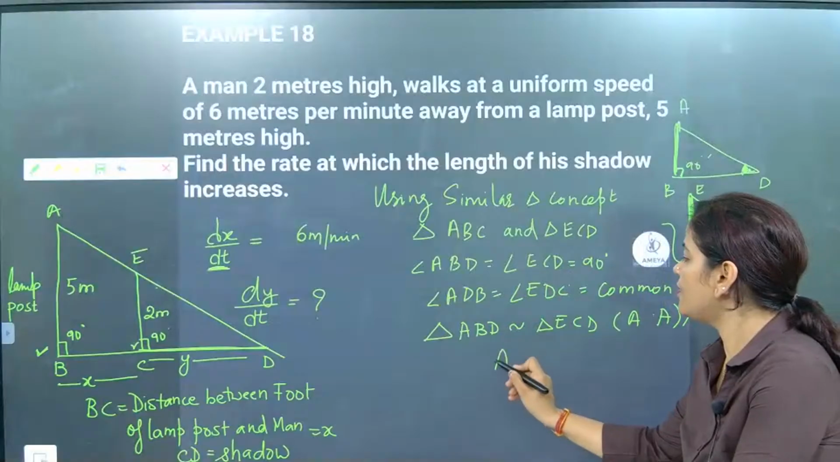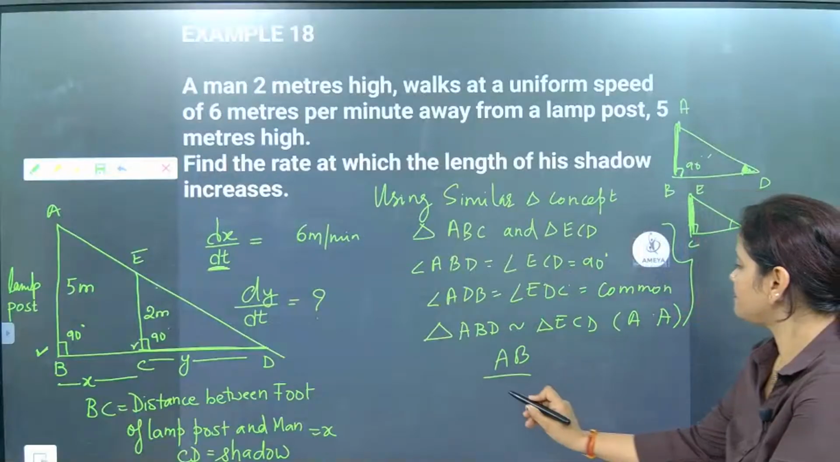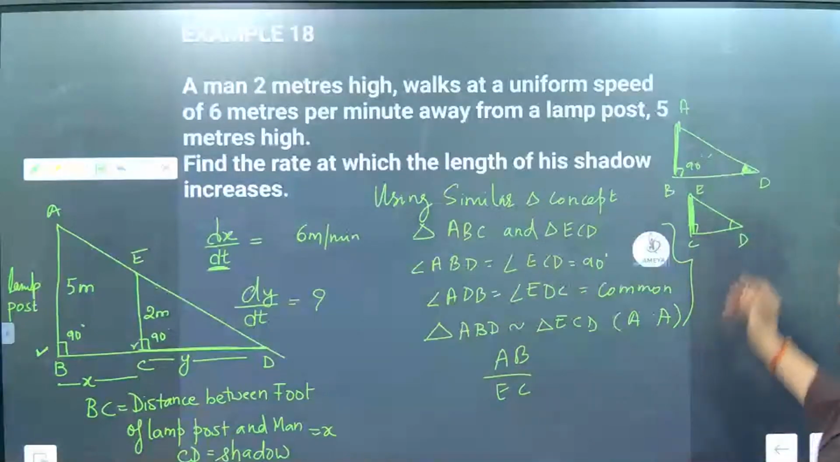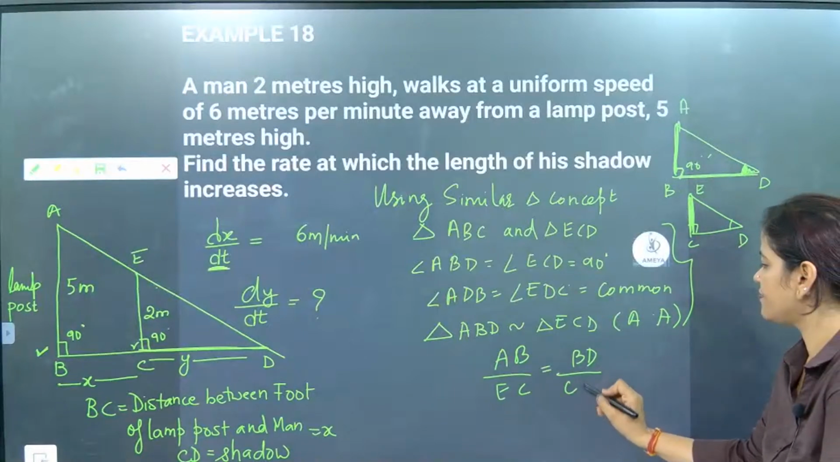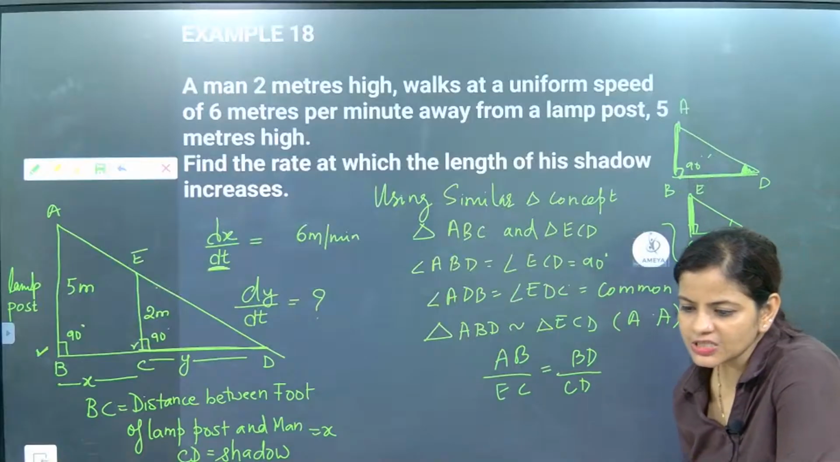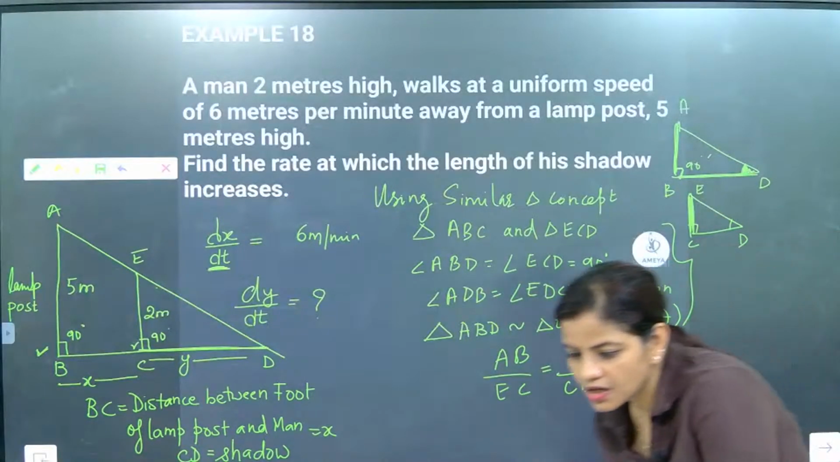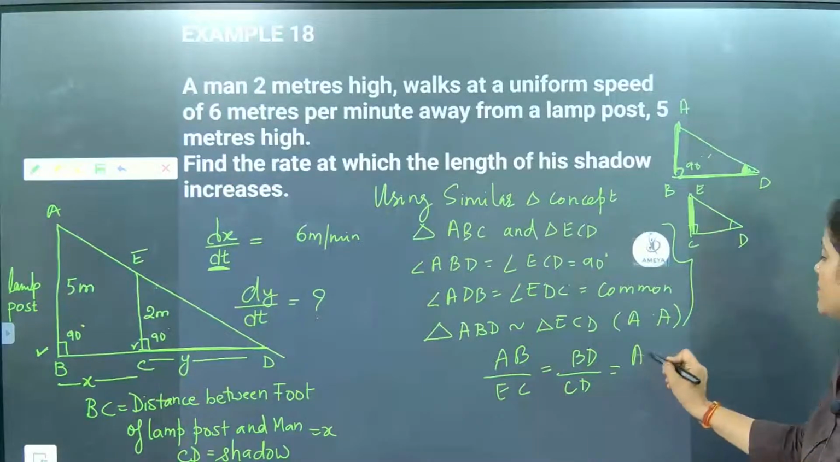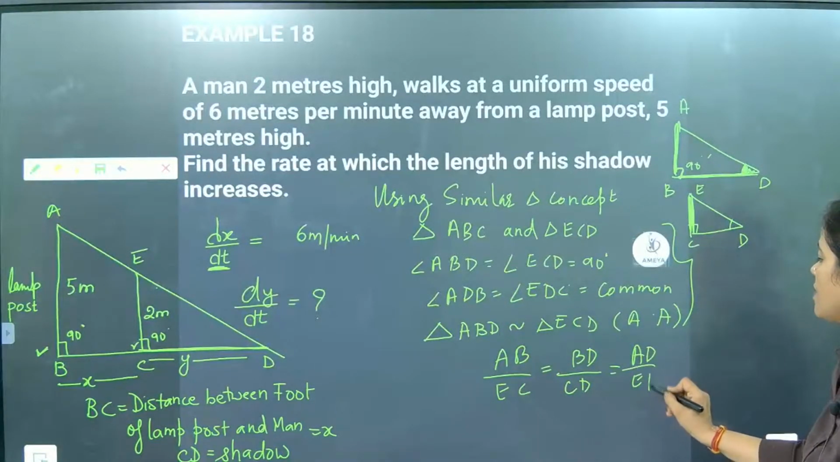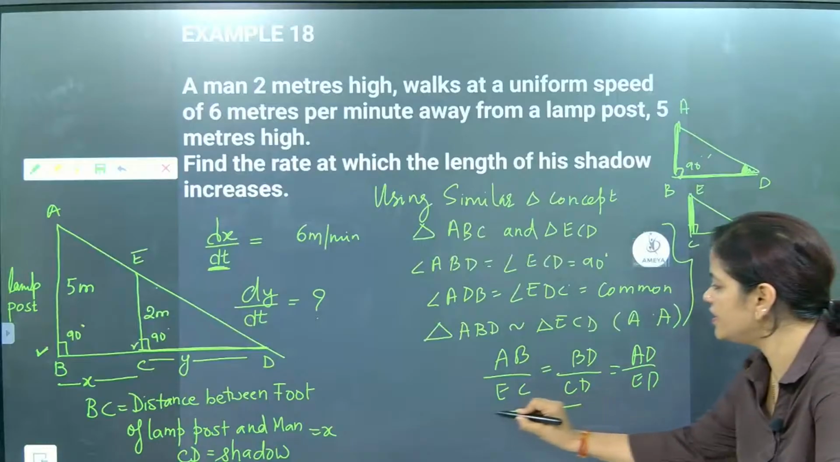So here it will become, beta, AB by EC. And now this side is what, beta? BD. Now what are we going to write? BD by CD. Understood? Next part is AD by ED. But we don't need this one. We will need only these two.